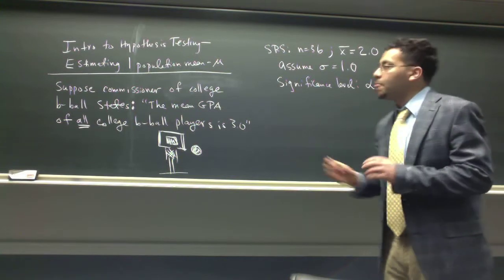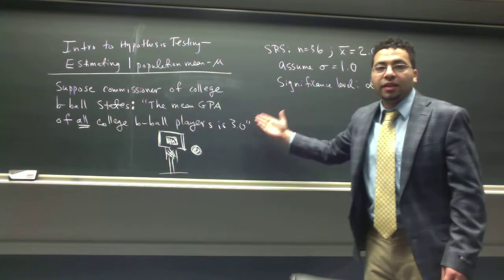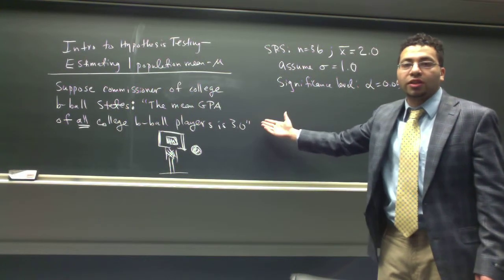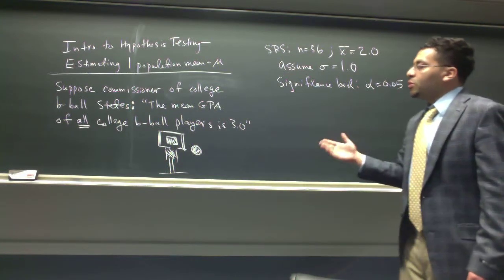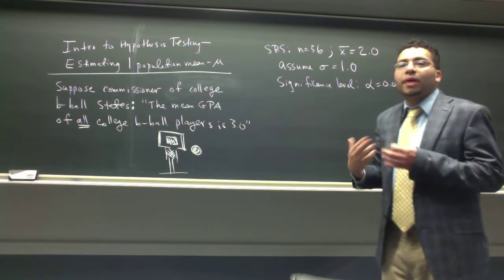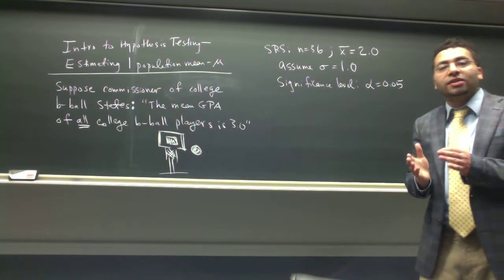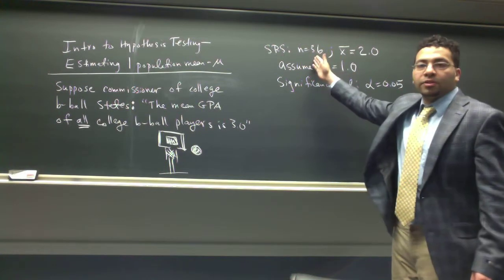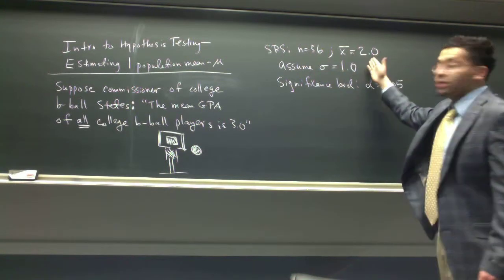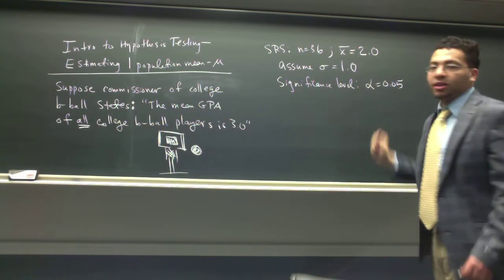and we'll comment more on the role of the significance level in the context of hypothesis testing. So to recap, the commissioner has made a claim that the mean GPA of all college basketball players is 3.0, and we want to determine whether that's actually true or not. We suspect that perhaps this is not true, and in fact that the mean GPA is less than 3.0. So we go out and collect a simple random sample of size 36, obtain a sample mean GPA, right? And we have a population standard deviation.